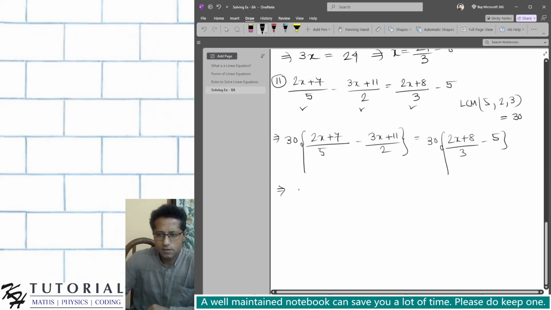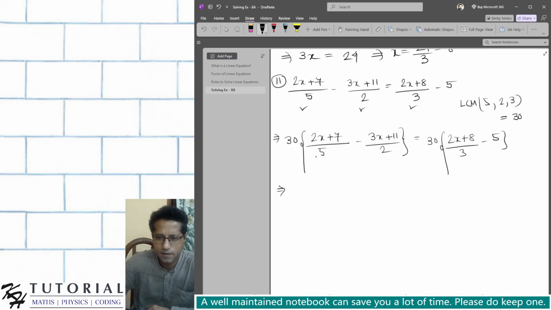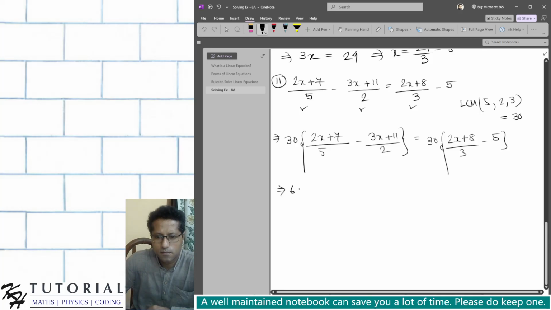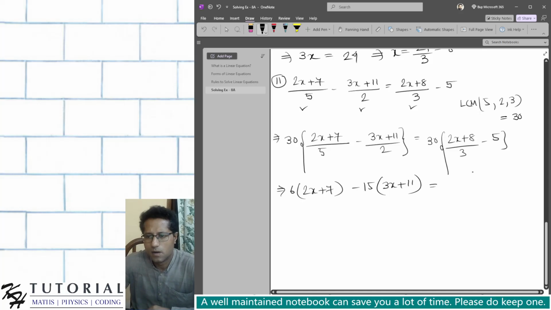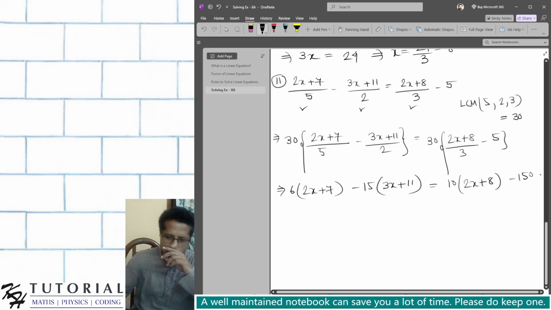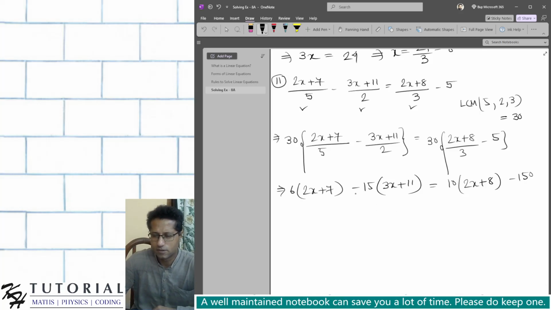Now if you multiply both the sides by 30, do the product and simplify, we get 6 multiplied by 2x plus 7 minus 15 multiplied by 3x plus 11 is equal to 10 multiplied by 2x plus 8 minus 150. So now the rational terms are gone, but still this equation is not in simple form, because we are having the products, right?